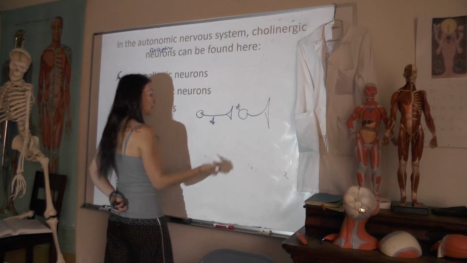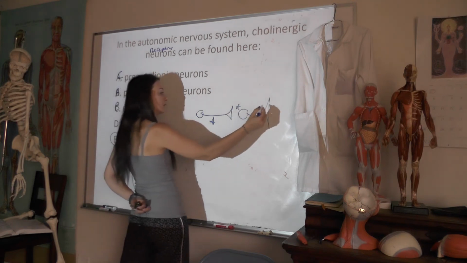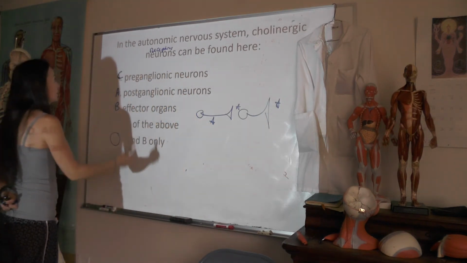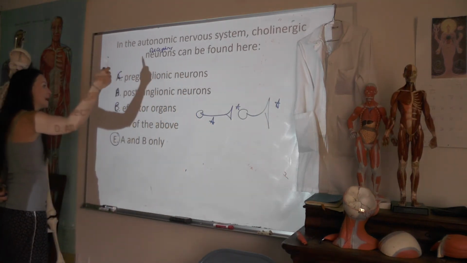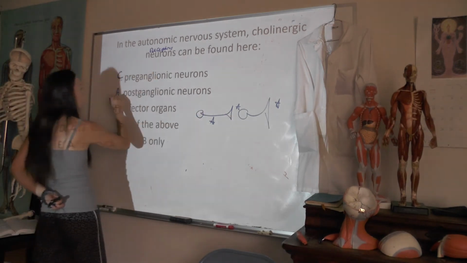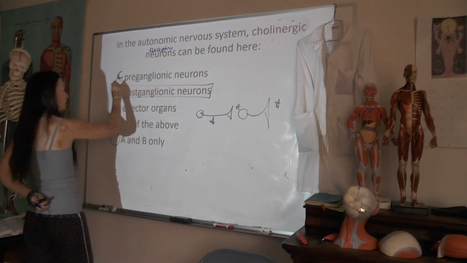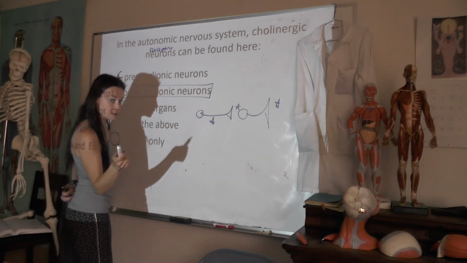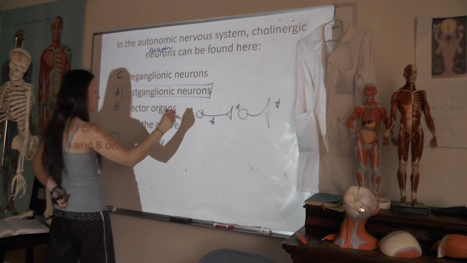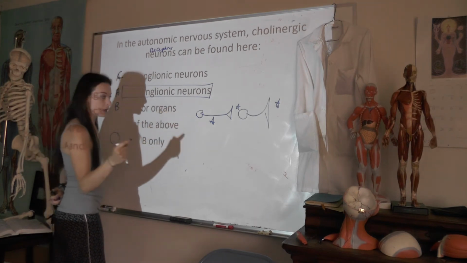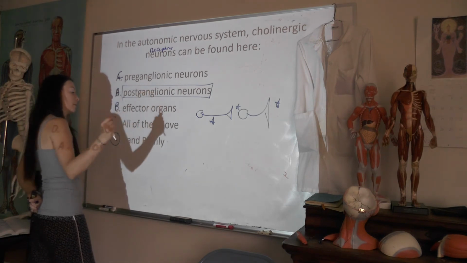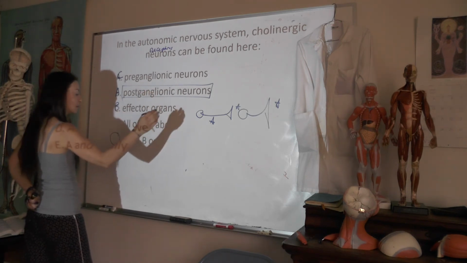So then we've also talked about the receptors on postganglionic neurons, and we've also talked about the receptors on targets. In the autonomic nervous system, cholinergic receptors can be found on all of our postganglionic neurons in both branches, because all of our preganglionic neurons are cholinergic in both branches. The difference comes in our postganglionic neurons. In the sympathetic nervous system, they're adrenergic, but in the parasympathetic nervous system, they're cholinergic.